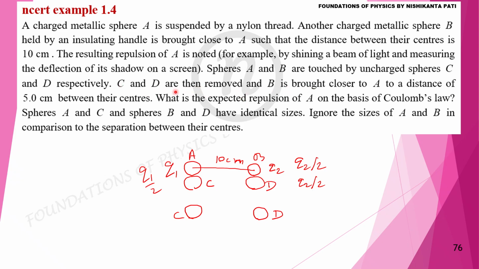C and D are then removed. B is brought closer to A. The distance becomes 5 cm between their centers. So in the second situation, A charge becomes Q1 by 2, B charge becomes Q2 by 2, and the separation becomes 5 cm.